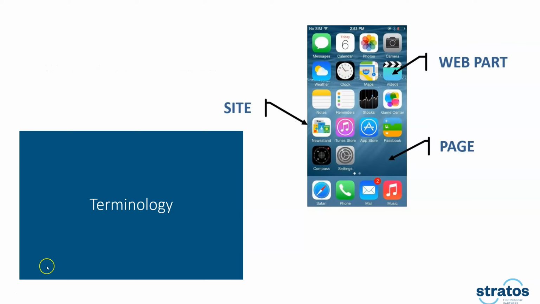To put this in perspective, here is an image that depicts the correlation between SharePoint and an iPhone. If you think of the whole phone as a SharePoint site, the phone screen would be a page, and the apps would be SharePoint webparts. Let's jump across to SharePoint.